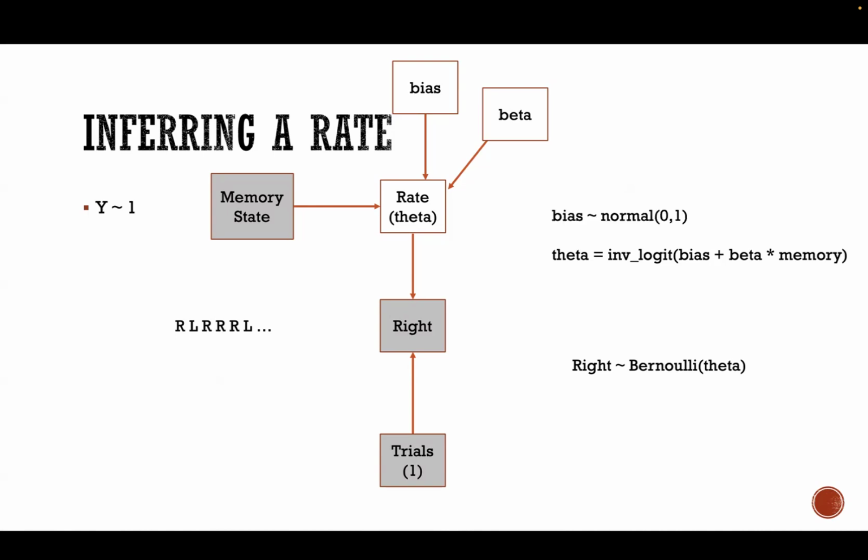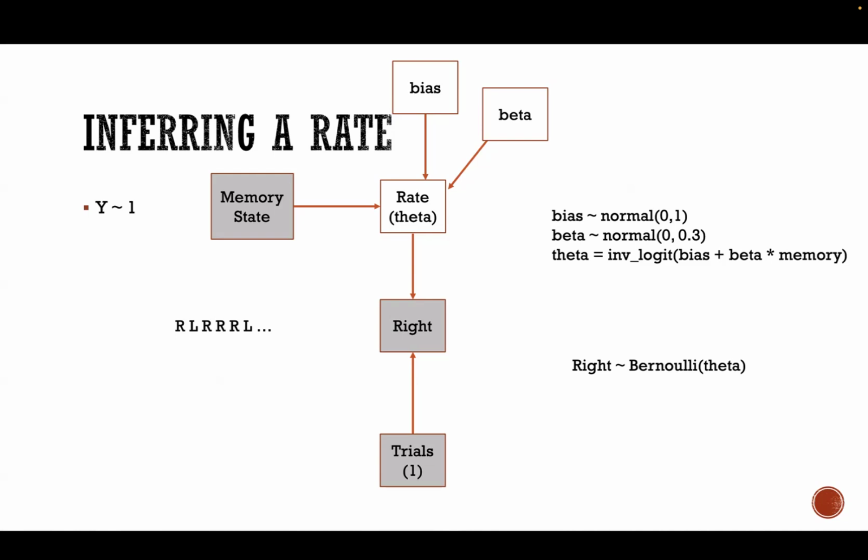We're going to have two parameters, the bias and the beta, that need priors. So we can have, for instance, in logit space, bias as a normally distributed prior variable with a mean of 0 and a standard deviation of 1. And beta could be a smaller one, with a mean of 0 and a standard deviation of 0.3.